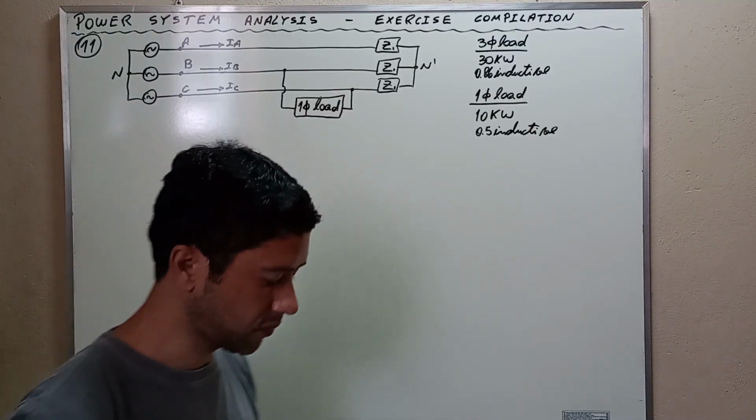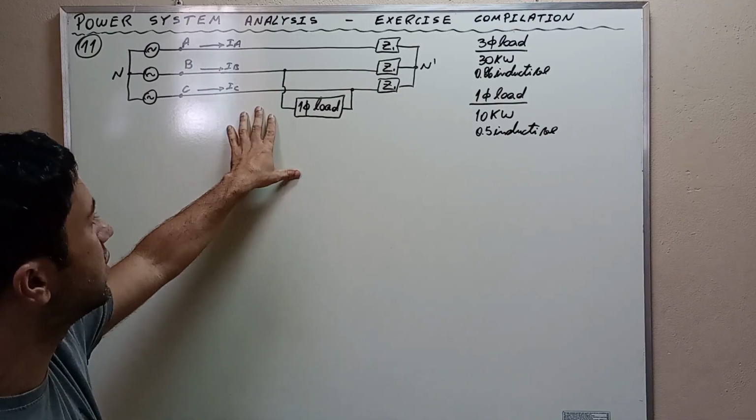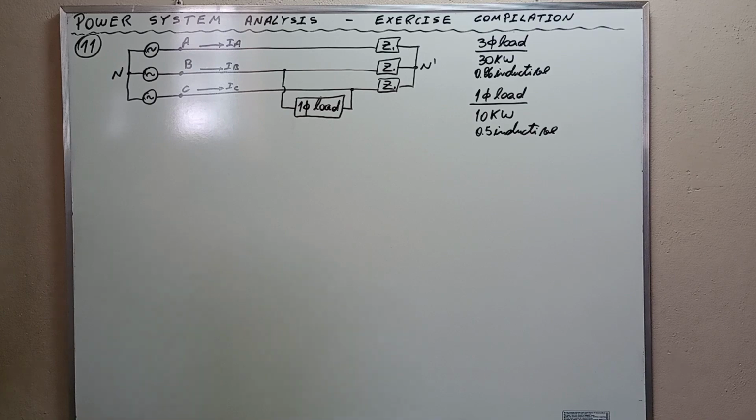Exercise number 11. The figure shows a Y-connected electric power system composed of a three-phase load of 30 kilowatts with an inductive power factor of 0.86 and a single-phase load connected to two phases with a power of 10 kilowatts and an inductive power factor of 0.5. The question: what is the total power factor of the loads? Okay, my friends, this is the exercise, and the exercise wants us to calculate the total power factor of the loads. Okay, let's go to the solution.